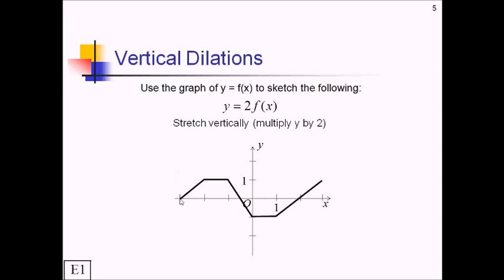This point, the y value is 0, so that's not going to go anywhere. This value is now going to get multiplied by 2. This value, same thing. This value down here is now negative 2 instead of negative 1. Same thing down here. And then, let's see, this one stays where it is. This point is going to be twice as high. And connect the dots. So there we are. This graph has been stretched vertically as a result of this transformation.